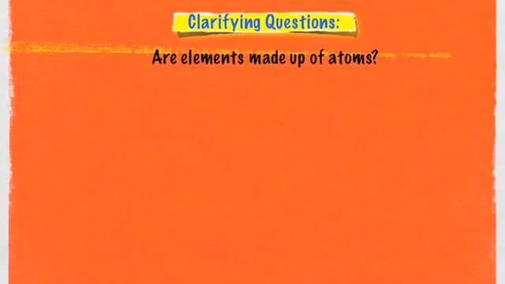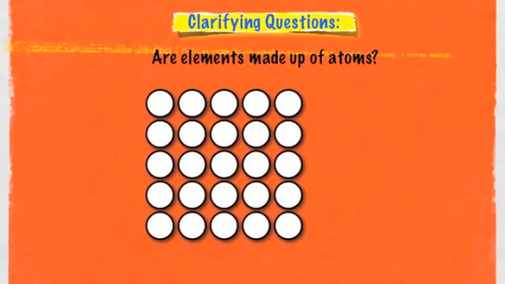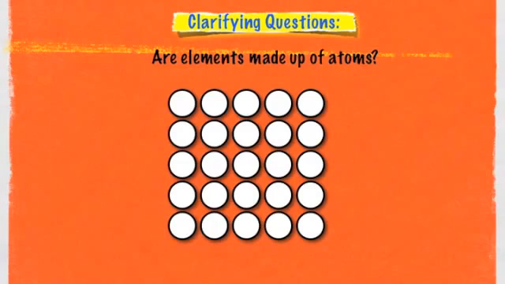So here are a few questions that will help clarify in your mind, hopefully, the similarities and differences between atoms and elements. The first question is, are elements made up of atoms? Well, here are the elements that we just saw in the last slide. Is this element made up of atoms? Well, obviously yes, because there's the atom. So yes, elements are made up of atoms.